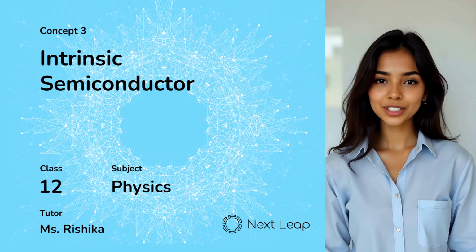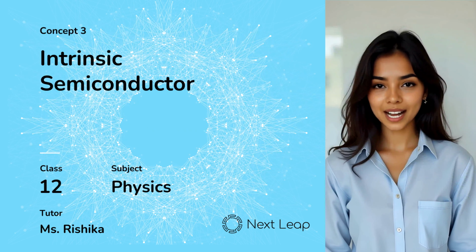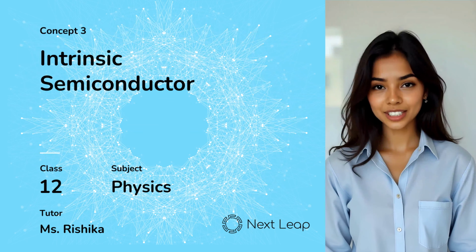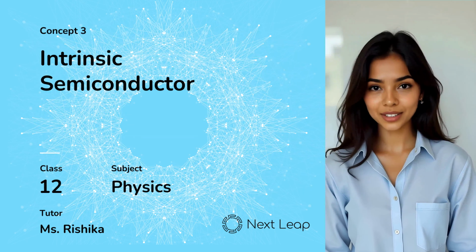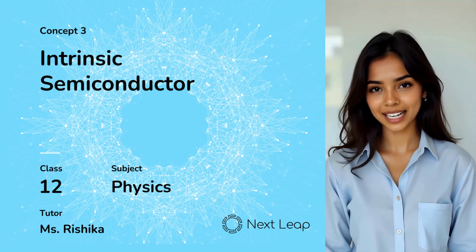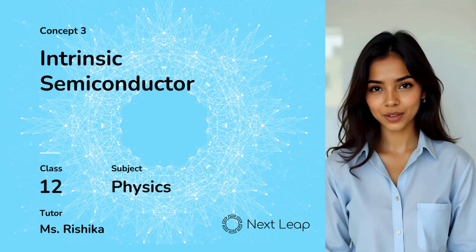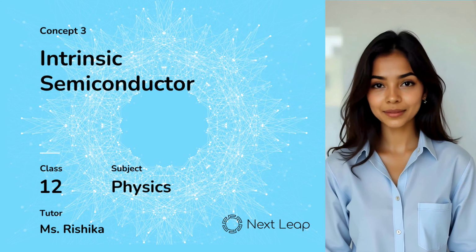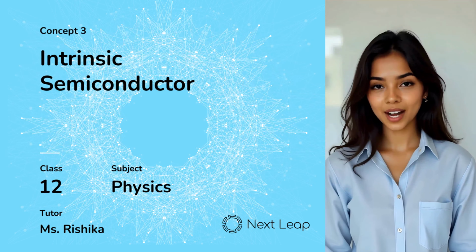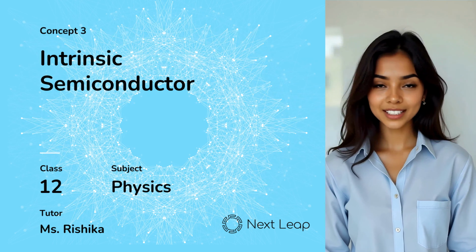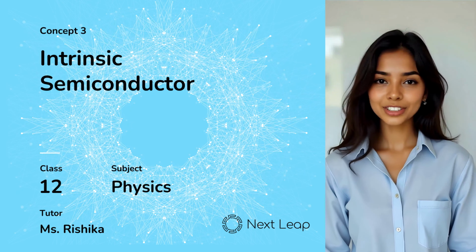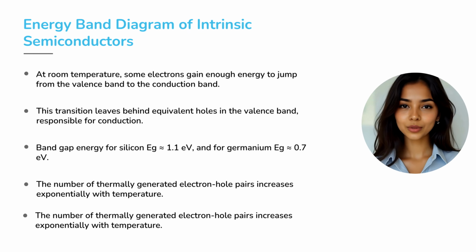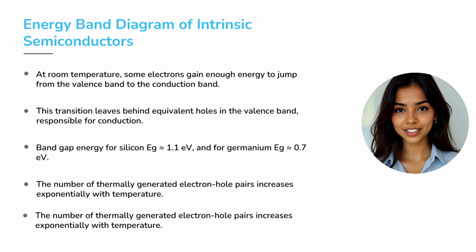The energy needed for this jump is called the band gap, denoted as E sub G, which stands for band gap energy. It's like the energy needed to get out of bed on a Monday morning, and trust me, it's not always easy. Ready to explore how all this shows up in energy band diagrams? Let's move on.